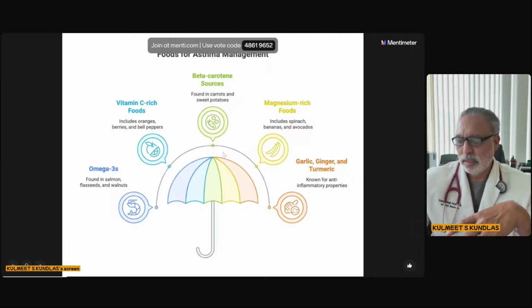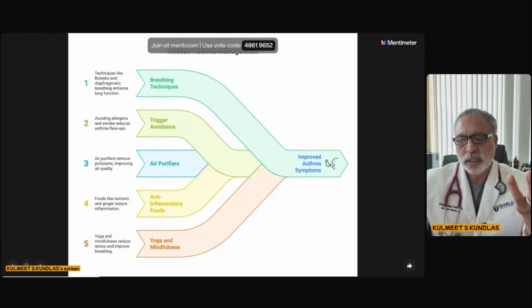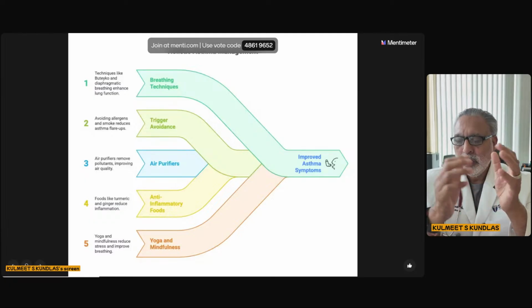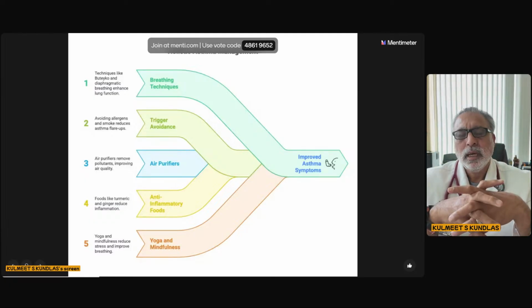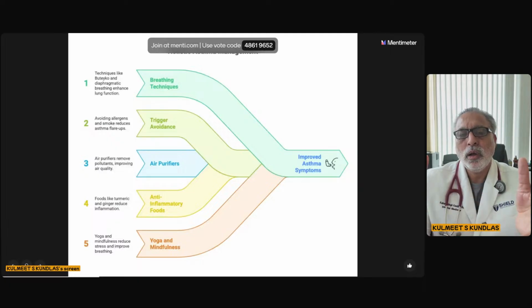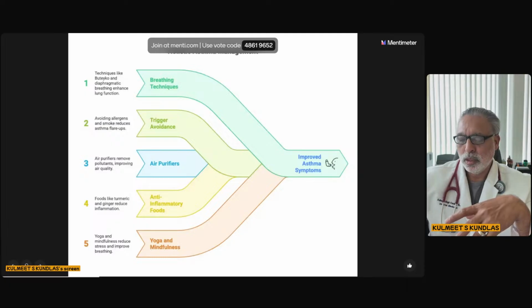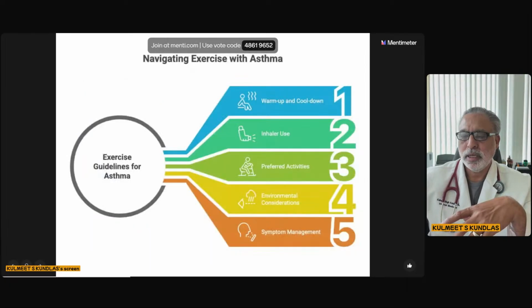So rather than worrying about a specific diet for asthma, I would say you should take these foods and make them a natural part of your daily eating regime. That way you are taken care of for this part. Then other non-pharmaceutical treatments are breathing exercises, meditation, and avoiding triggers. All these things, along with yoga, have been shown to be very helpful.